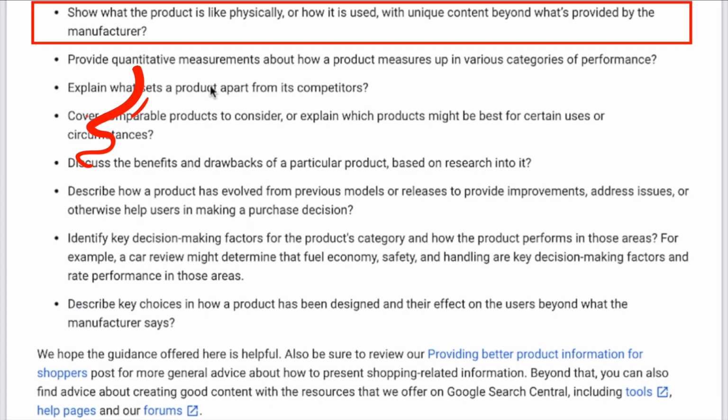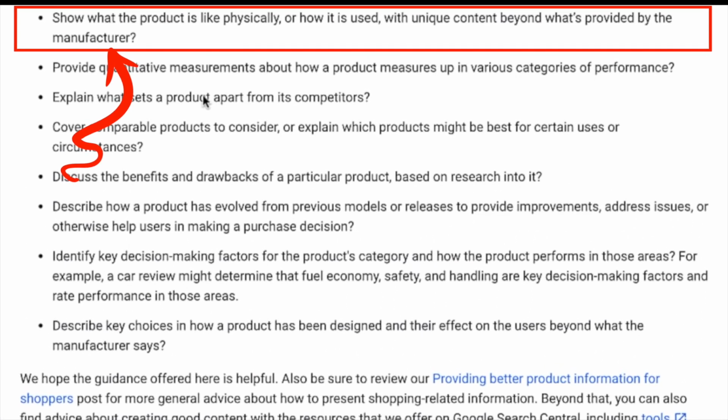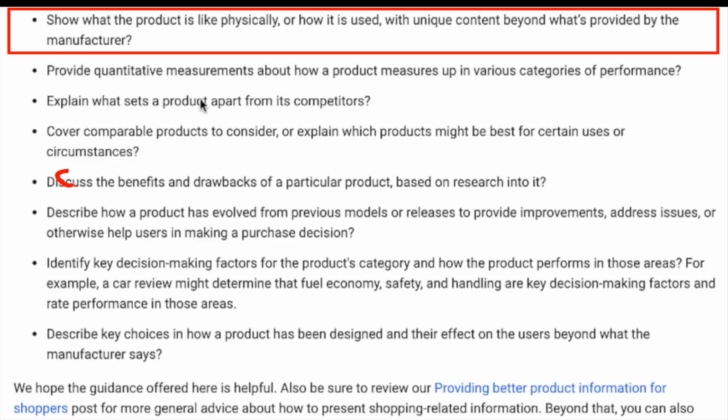Next, show what the product is like physically or how it is used, with unique content beyond what is provided by the manufacturer. This is what's really important about this. They said beyond what is provided by the manufacturer. A lot of the time the manufacturer is what provides all the Amazon reviews, okay? So when you're just pulling information from Amazon or from whatever affiliate product page you're trying to get it from, that's what the manufacturers put out.